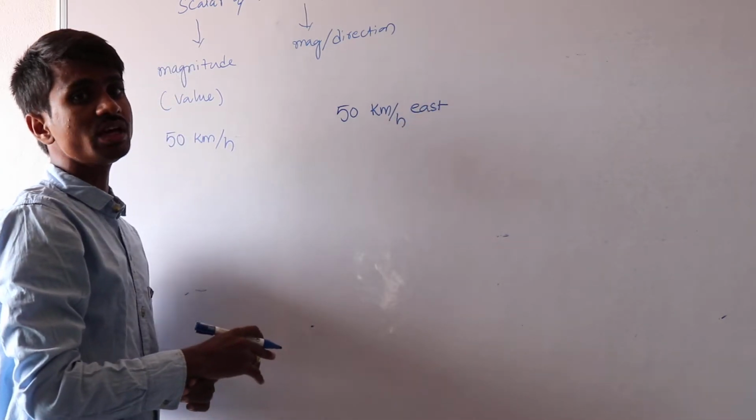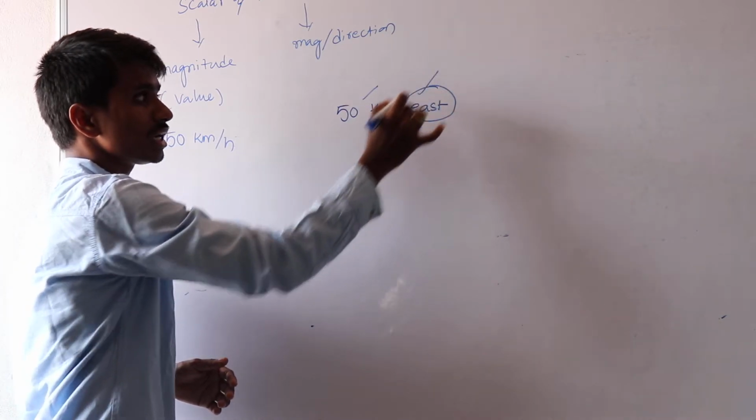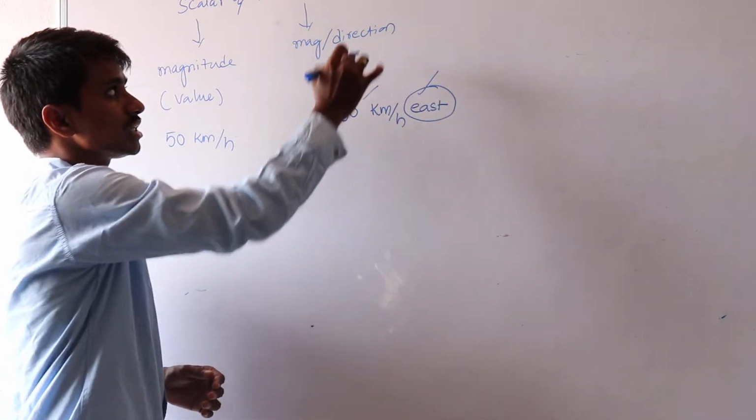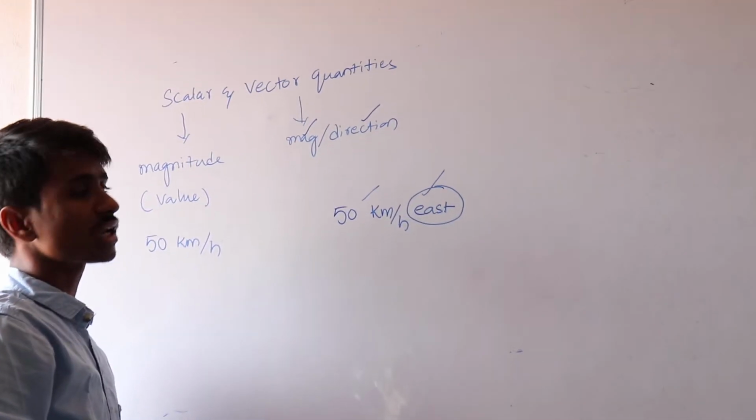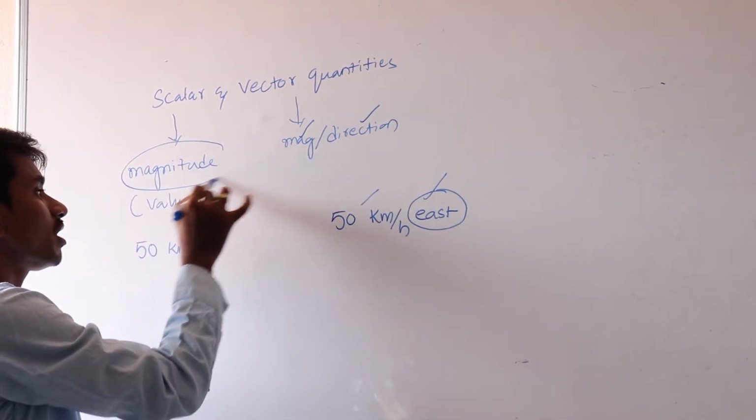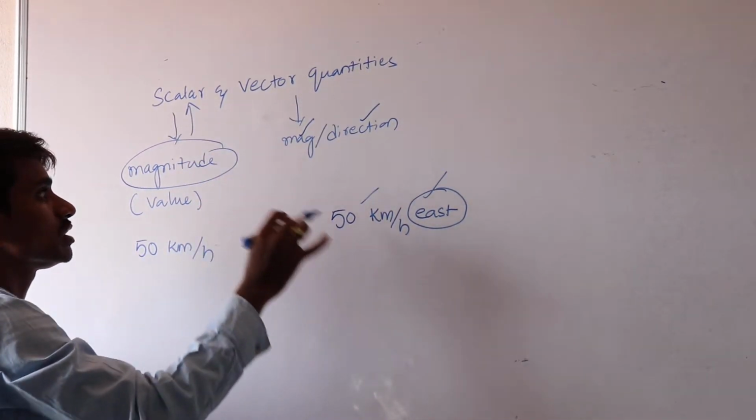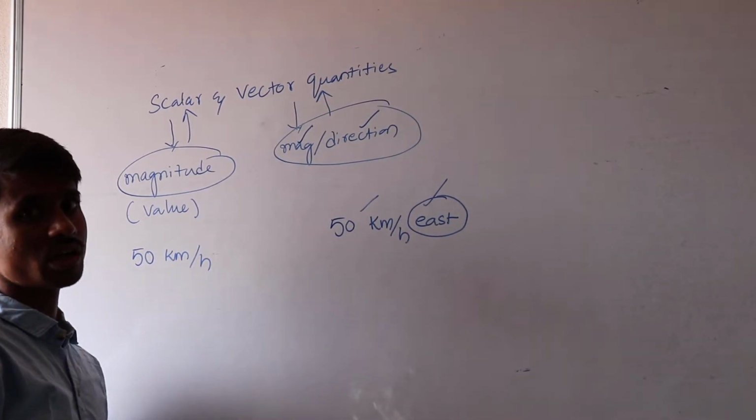So that's why we call it a vector, in which I have mentioned particularly east. That means I mentioned the magnitude along with the direction. So that's why we call it a vector quantity. Only magnitude quantities are called scalar quantities. Both magnitude and direction quantities are called vector quantities.